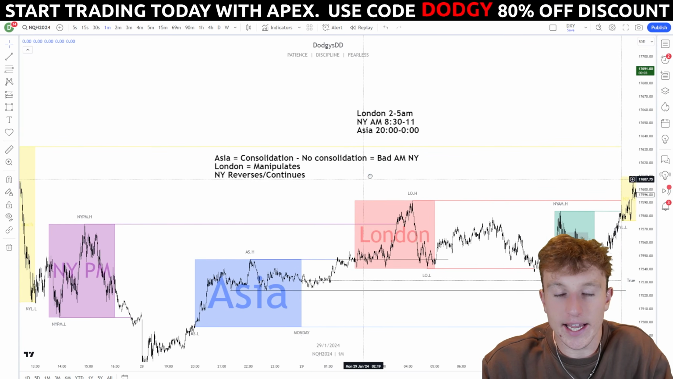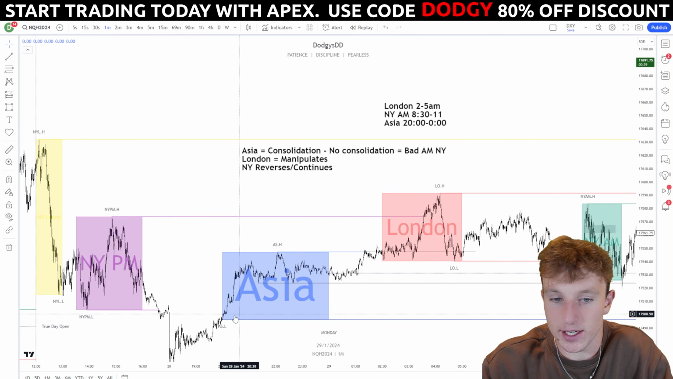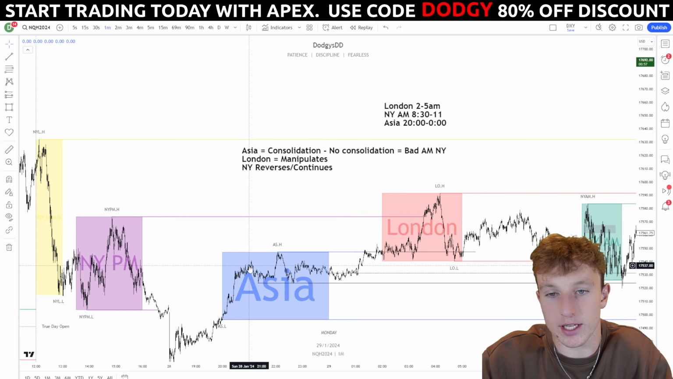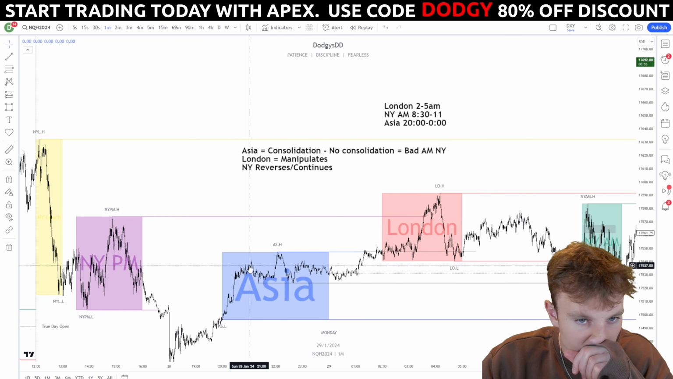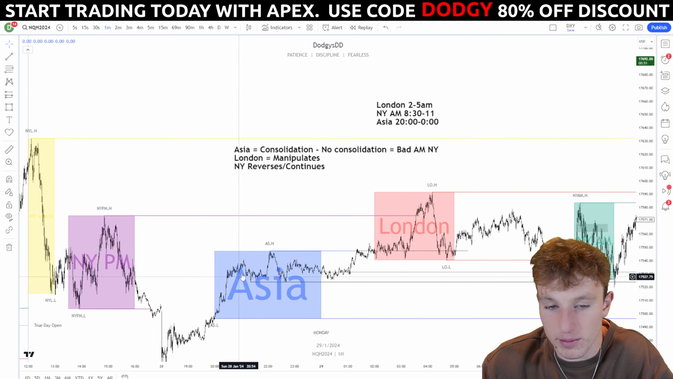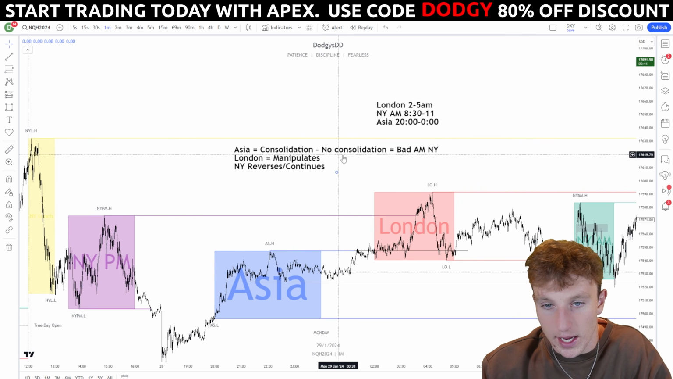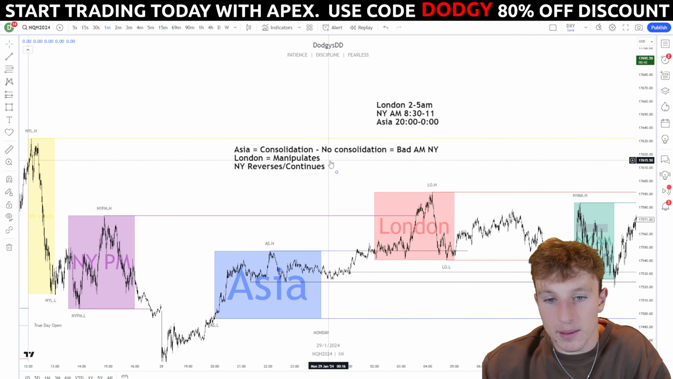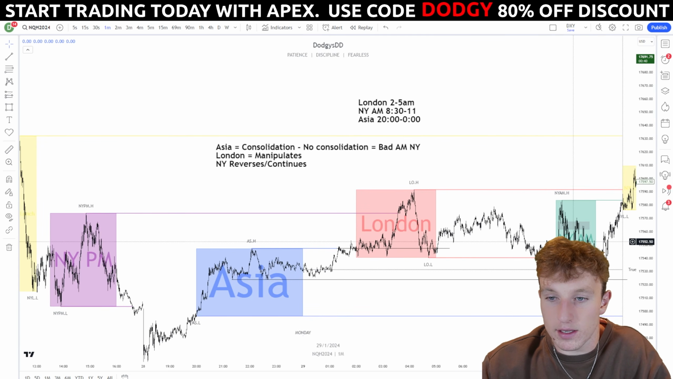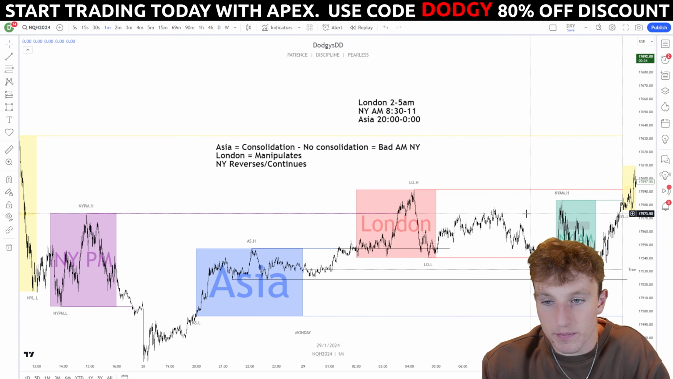So Asia is typically your consolidation. If there isn't consolidation in Asia ranges, New York AM session is typically bad. Okay, now how can we use this to our advantage? Well, if Asia makes a big move, we know AM is going to be trash. London typically manipulates. And if we do not manipulate and New York trades back above the London high that should be the manipulation, New York usually continues.